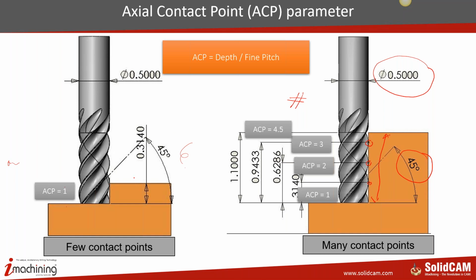So these four things, the diameter, the helix angle, the depth, and the number of flutes, influence the contact points. You can see that if my depth of cut is less, my axial contact points are less. If my depth of cut increases for the same tool, same helix angle, and same diameter, my axial contact points go up. Like I said, you must always strive to generate a whole number, okay? For example, in this case, I'm seeing that at the depth of cut of 1.1 inch, I'm getting an axial contact point of 4.5.